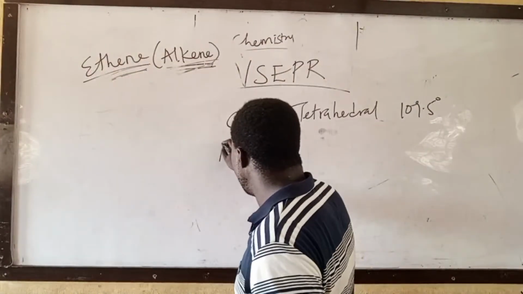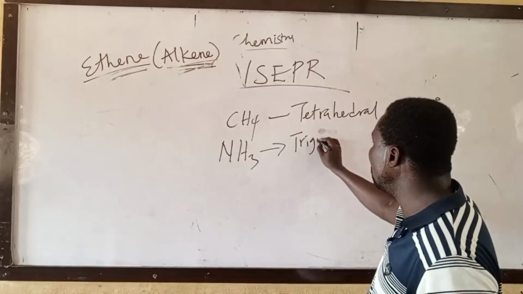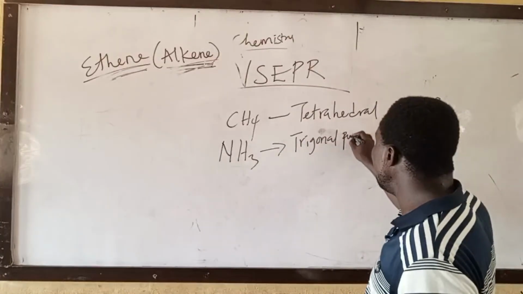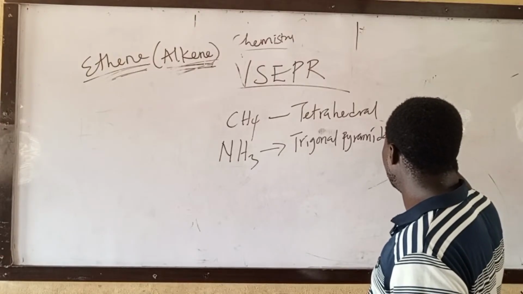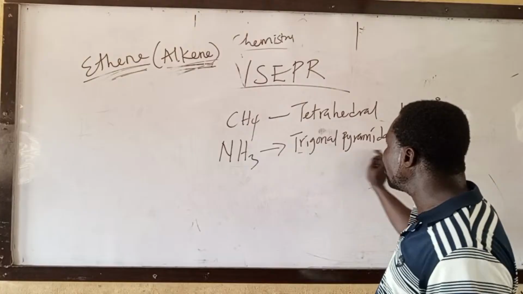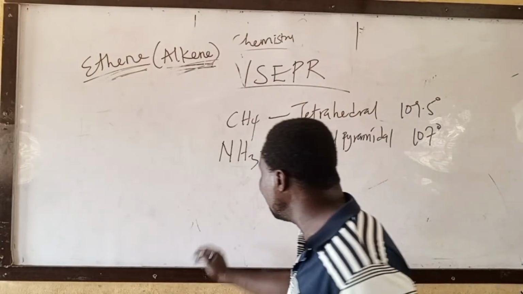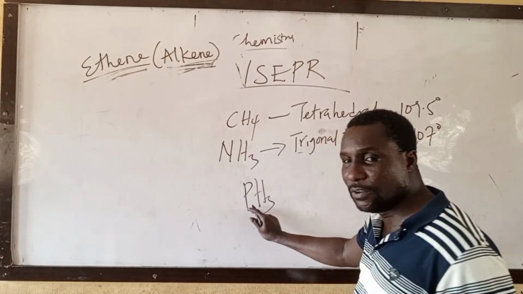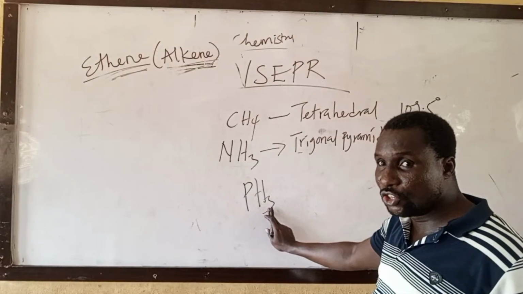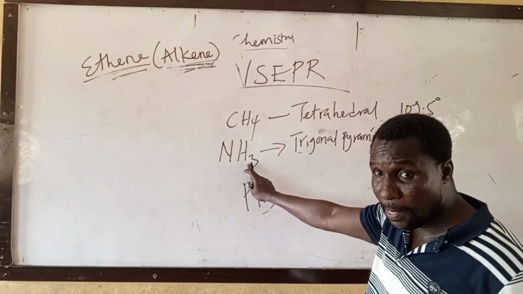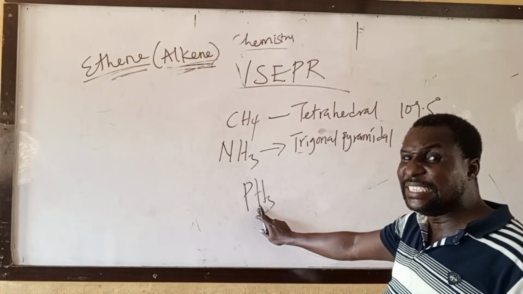Class, ammonia. The shape of ammonia is trigonal pyramidal. The bond angle is 107 degrees. When you see trigonal pyramidal, their bond angle is 107. But phosphine is not 107. Listen, class. Phosphine is trigonal pyramidal too, like ammonia, but the exception occurs on this one. This one is 93 degrees.